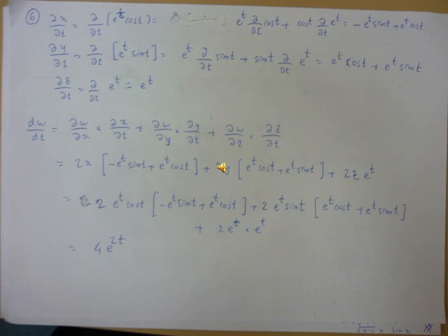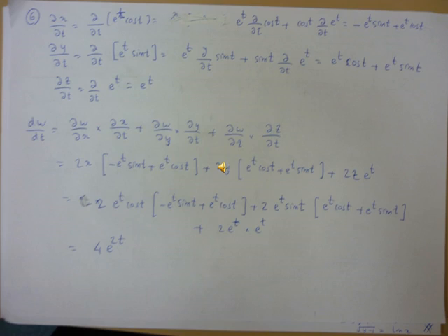And similarly, we differentiate y. So dy by dt equals d by dt of e power t sin t. So e power t d by dt of sin t plus sin t d by dt of e power t. So that will be e power t cos t plus e power t sin t. Similarly, dz by dt is equal to d by dt of e power t, so we get e power t. And those functions we substitute in the equation.